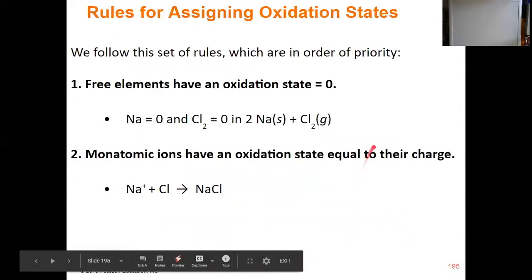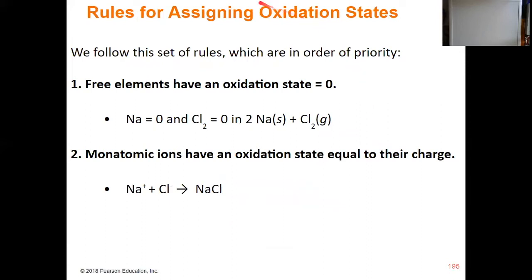So here are the rules that we are going to use to assign oxidation states. We have to follow this set of rules in order when we're assigning oxidation states. When we say that these are in order of priority, that means that rule 1 has to be followed first, then rule 2. If any two rules come into conflict, the rule with the lower number takes precedence. So, rule 1 is the most important rule, then rule 2, then rule 3, etc.